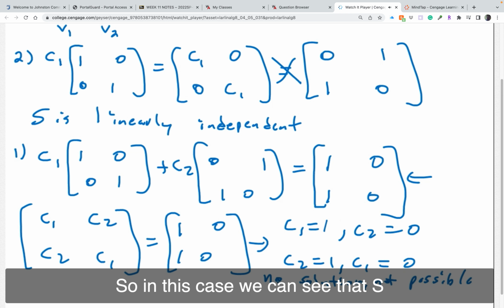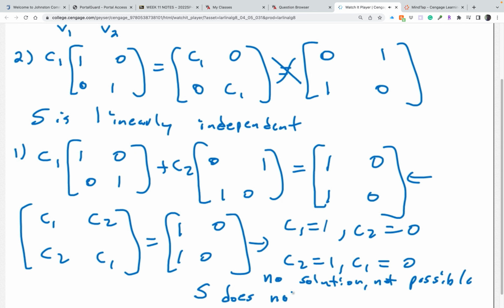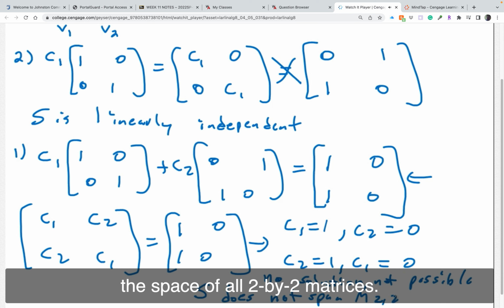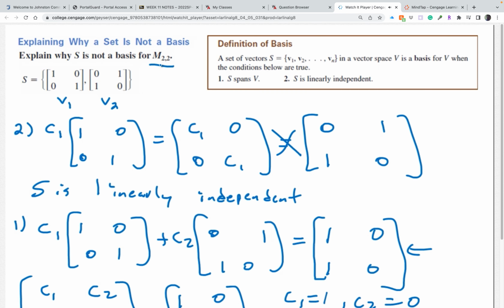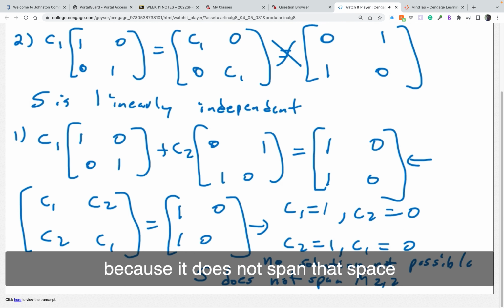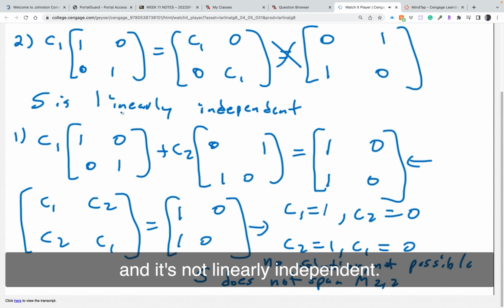So in this case, we can see that S does not span this space of all 2 by 2 matrices. So in this case, we see that S is not a basis for M sub 2 comma 2 because it does not span that space and it's not linearly dependent.